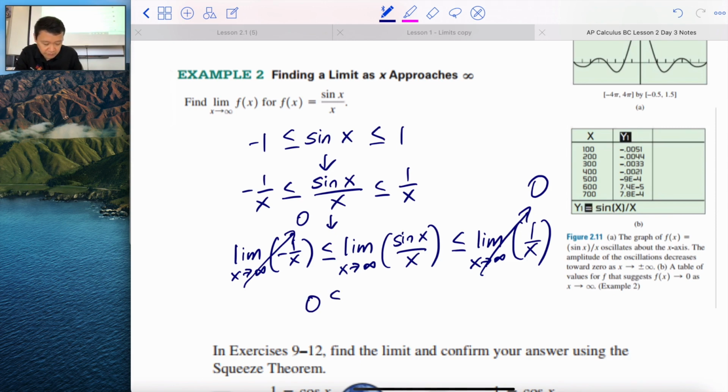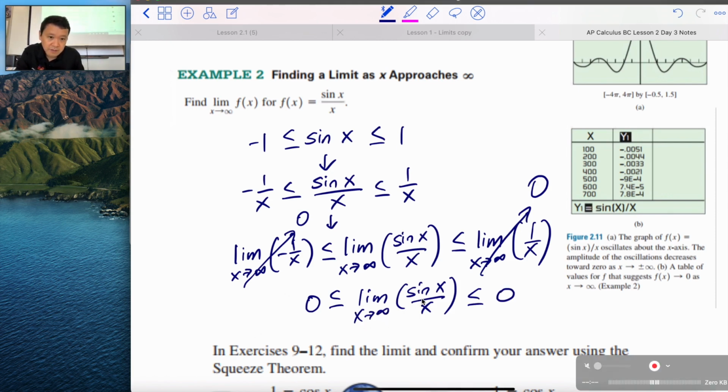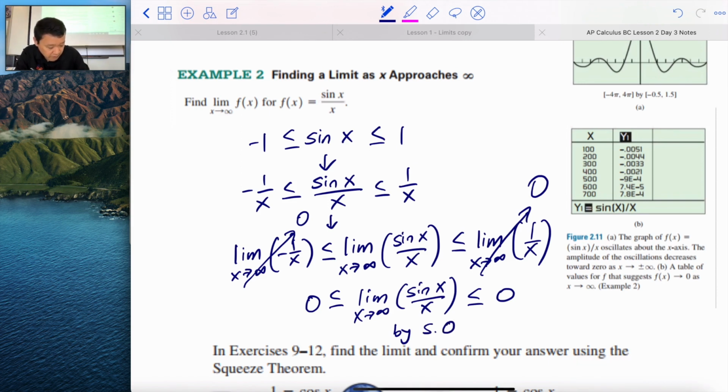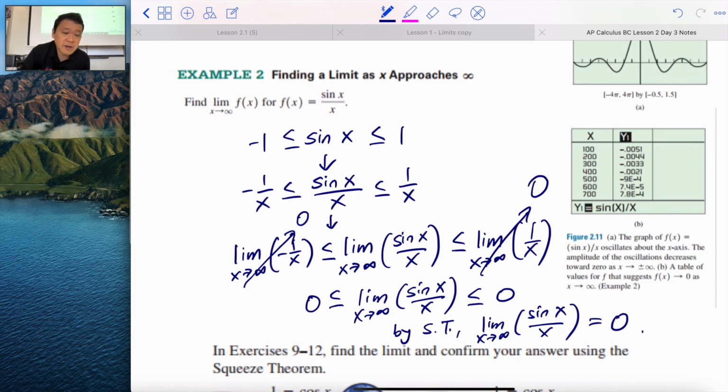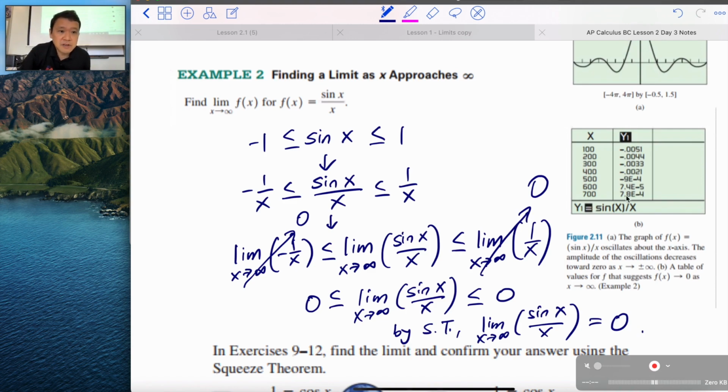So once again, just like the previous two examples, the limit of sine of x over x is sandwiched in between 0 and 0. So once again, by the squeeze theorem, you could say that the limit of this is equal to 0. And then again, you could verify that graphically, and you could verify that numerically by using a table. That's fine too. Let's take a look at number 10.